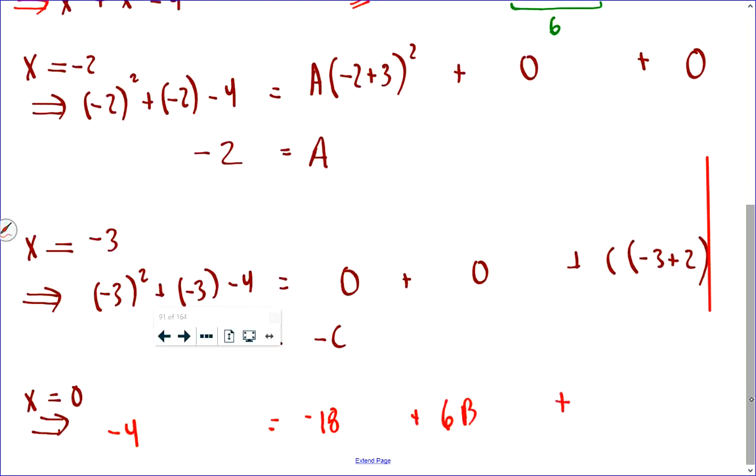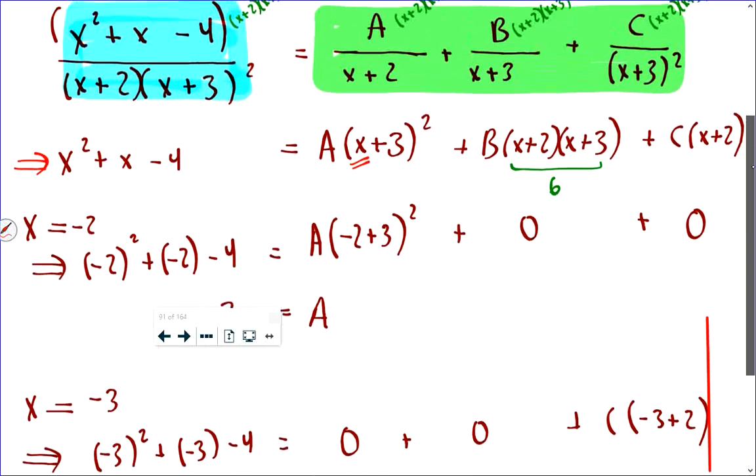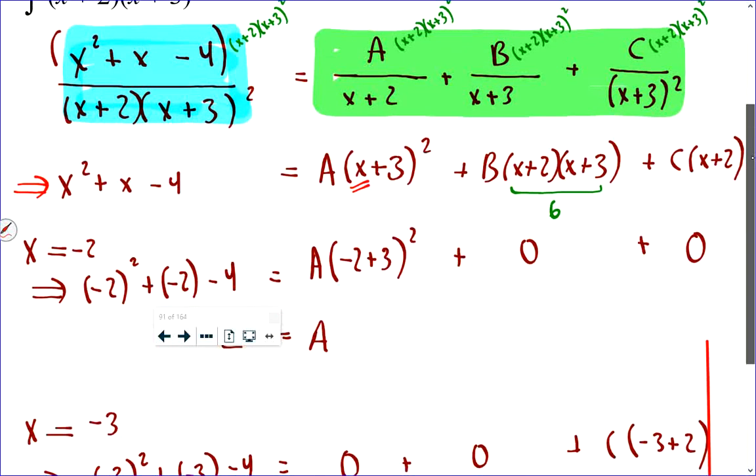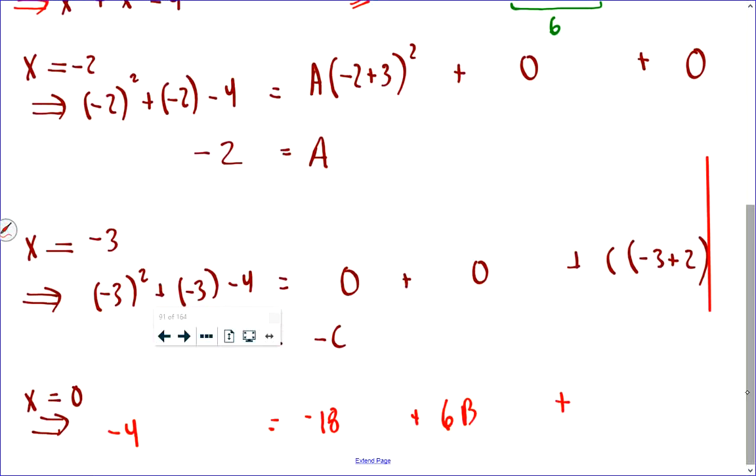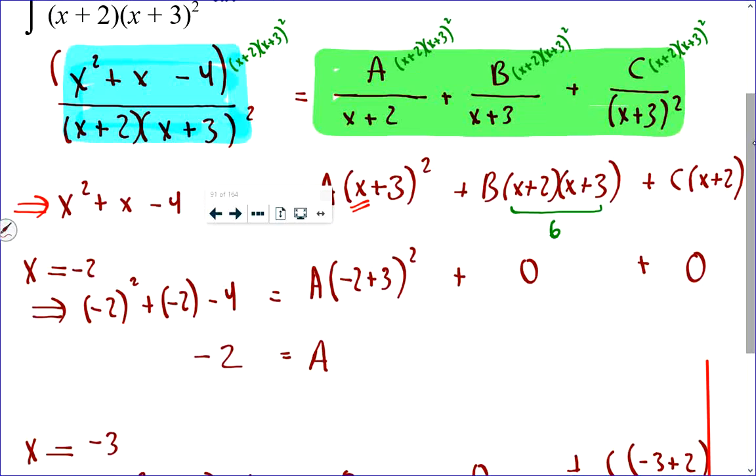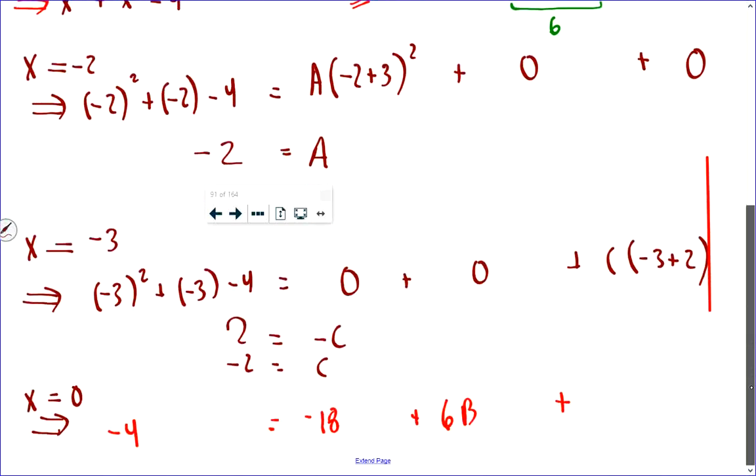And then plus, what are we going to have for c? c is multiplied by x plus 2. I'm using x equals 0. So 0 plus 2 is 2 times c, which was... I don't know if I actually wrote that down. We got negative c equals 2. So c is also negative 2, correct? Okay. So I'm taking 0 plus 2, which is 2, times negative 2, which is negative 4.